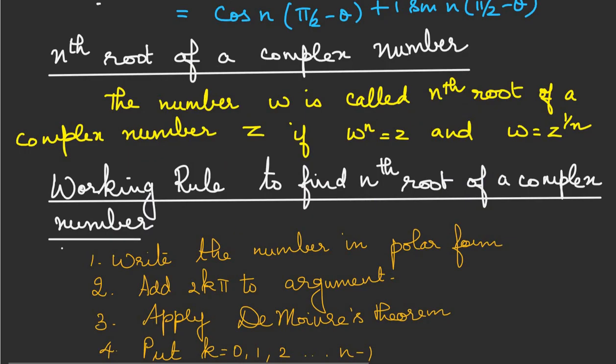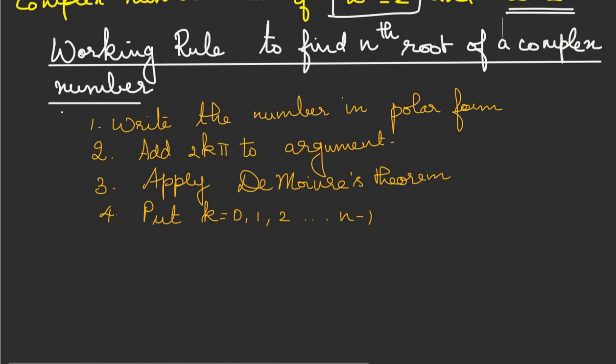To find the nth root of a complex number, the number omega is called the nth root of a complex number z if omega power n is equal to z, or omega is equal to z power 1 by n. Working rule to find the nth root of a complex number: first write the number in polar form, add 2k pi to the argument value, apply De Moivre's theorem, that is bringing the power inside, and put k is equal to 0, 1, 2, etc. up to n minus 1.